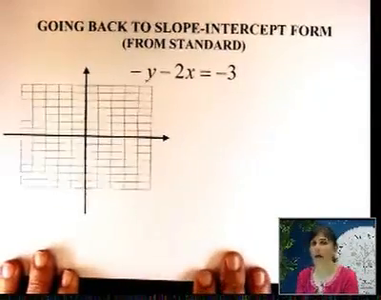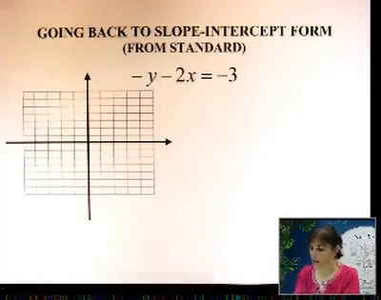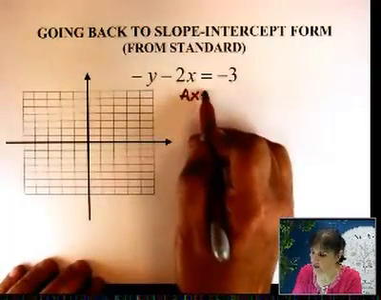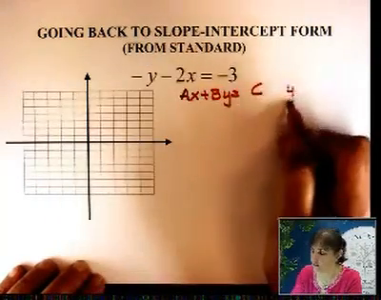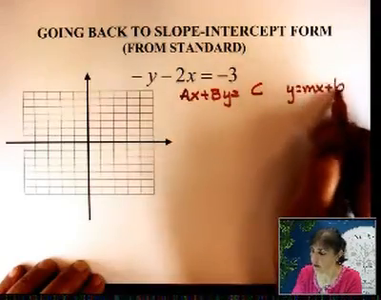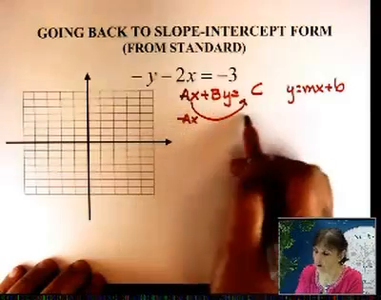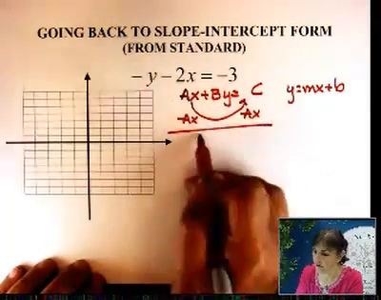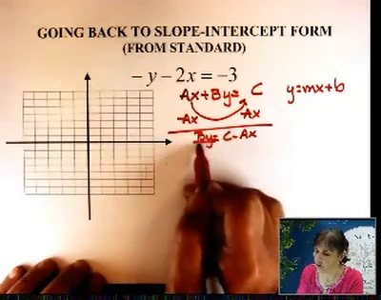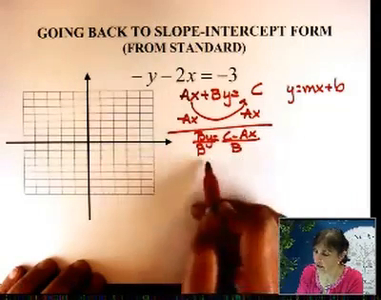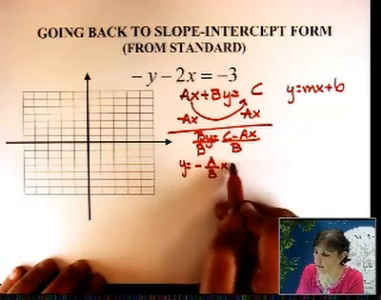Okay, now, what happens when I have it in the standard form and I want to go back to slope-intercept form? Standard form is like that. X and Y on one side, and then you have a number on the other. And if I want to go to this form, what am I going to do? I need to move this over. Then you're going to have by equals c minus ax, and then you isolate y. And that will give you y equals negative a over b x plus c over b.